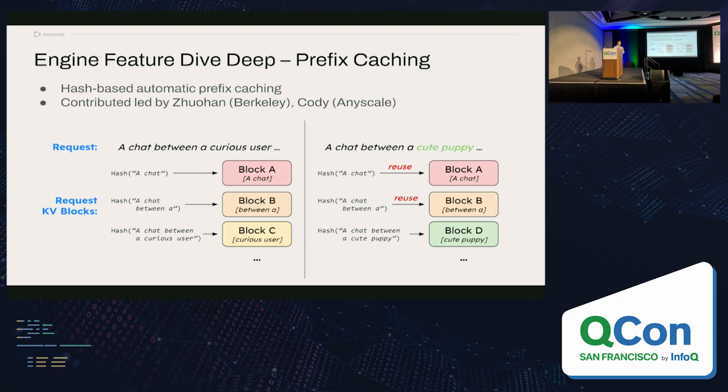In vLLM, we have hash-based automatic prefix caching. The idea is pretty straightforward. We basically chunk your prompts into multiple blocks, and then we use the token IDs as the hash key. When a new request comes in, we use the token IDs to see if we have already computed the blocks in the system. If so, we just directly reuse that block without recomputing it. This feature was basically led by Zhuohan from Berkeley and me from Anyscale.